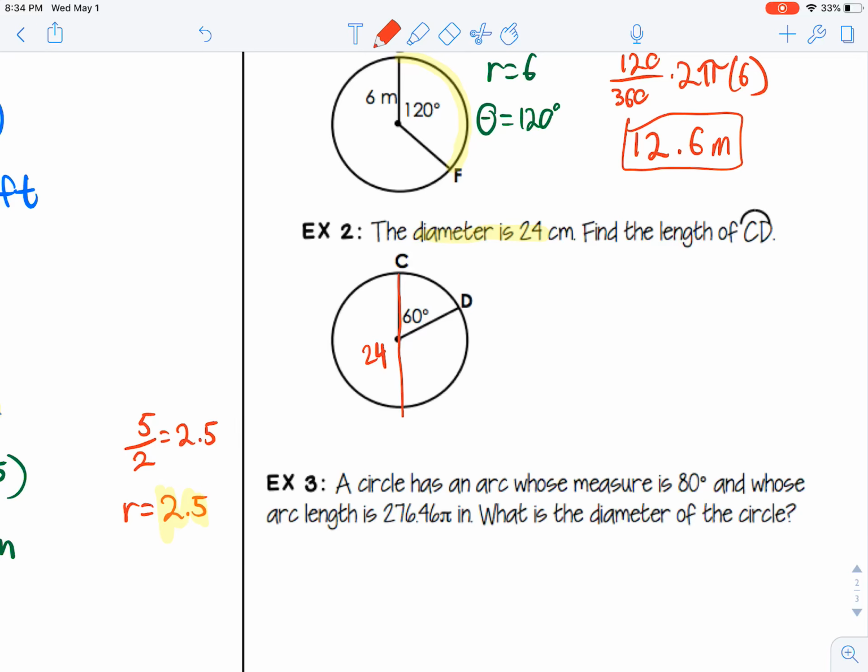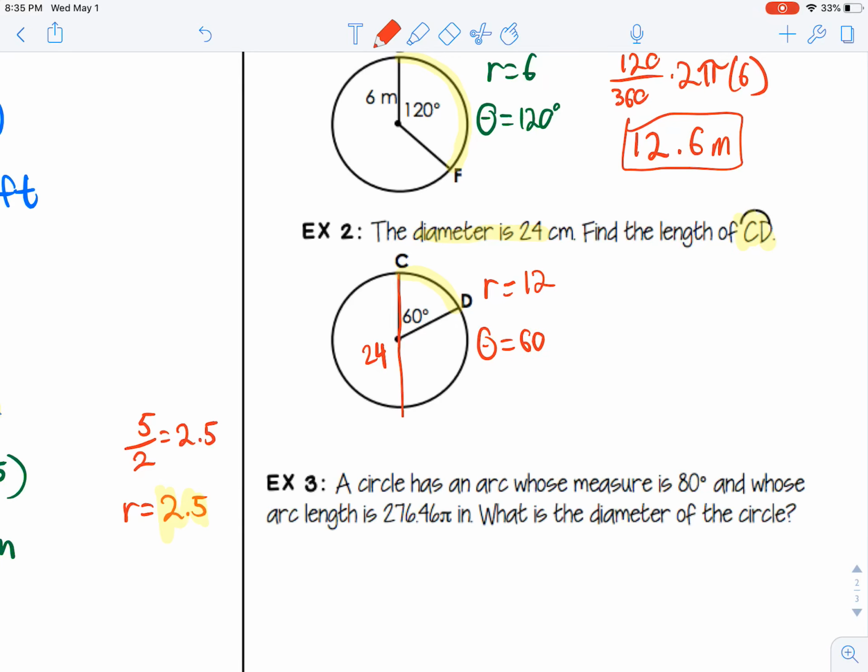But I don't need that whole part, do I? I just need from the center to the edge. So I need half of it. So my radius is going to be half of 24, which is 12. Okay, and they're wanting us to find the arc length of CD. So from C to D, my degrees, my theta is going to be worth 60.